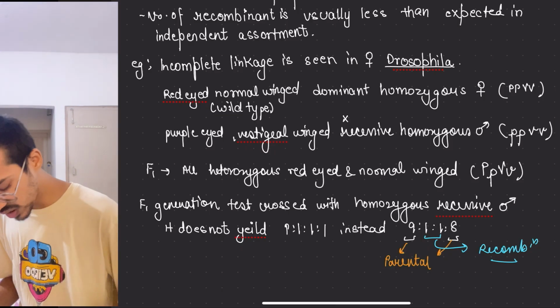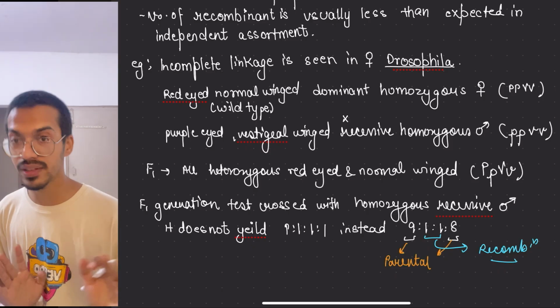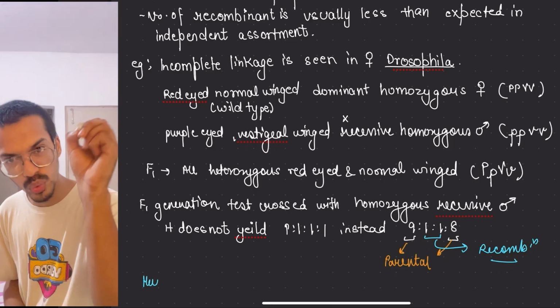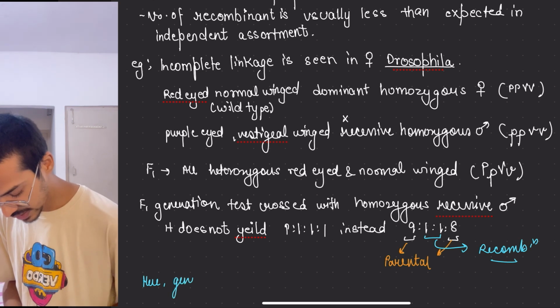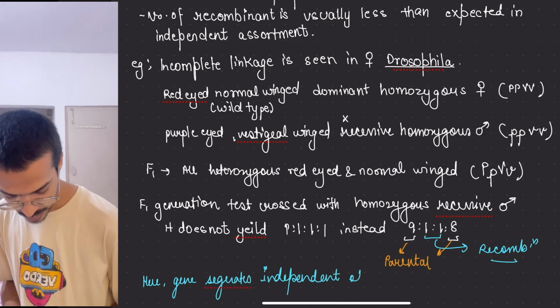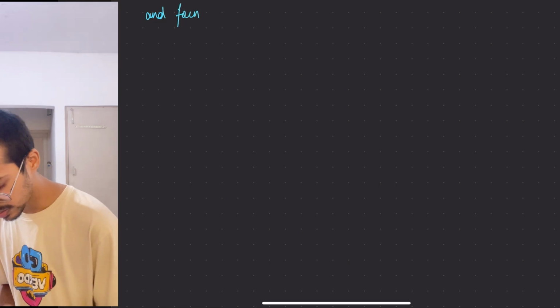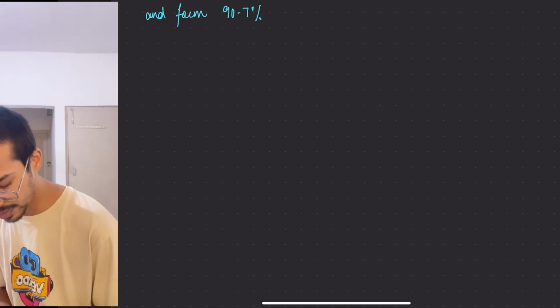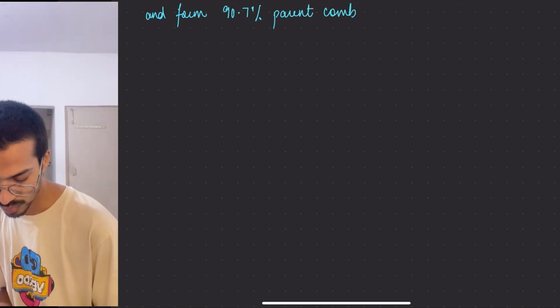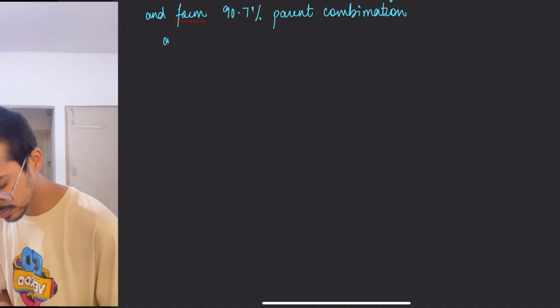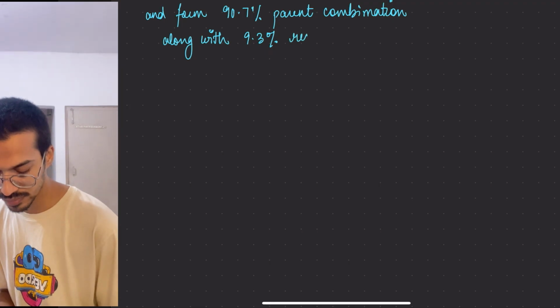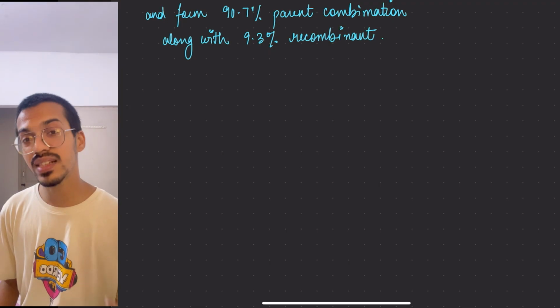So this also shows that the genes segregate independent of each other. Here, with the blue I am writing the recombinant only. Here, genes segregate independent of each other, and it forms 90.7% parental combination along with 9.3% recombinant. Means less, but it formed.